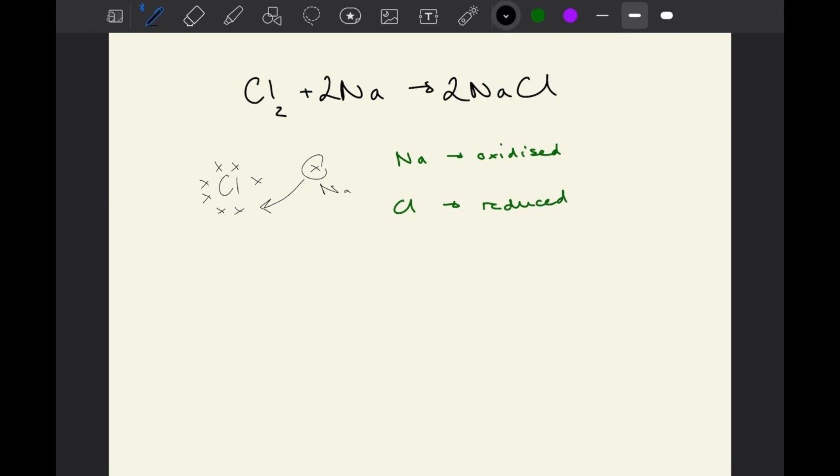Let's look at a second example. In the second example, we're going to have chlorine plus hydrogen that goes into hydrogen chloride. Once again, find what is getting oxidized and what's getting reduced based on electron configuration, and then come back and also identify the oxidizing agent and the reducing agent.